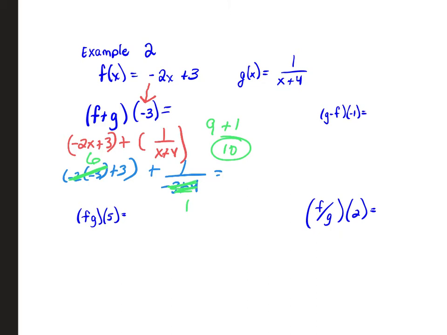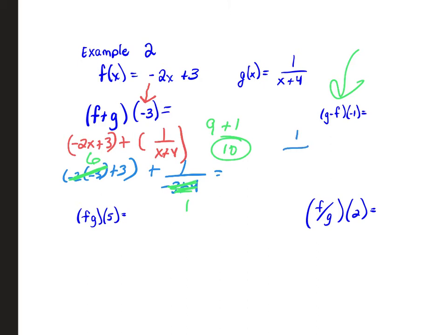Okay, this one's a little tricky. You guys got to be really careful with division and subtraction. What does the second example say? What does the second example right here say? Read it. G minus F. G minus F. You have to write it in that order.